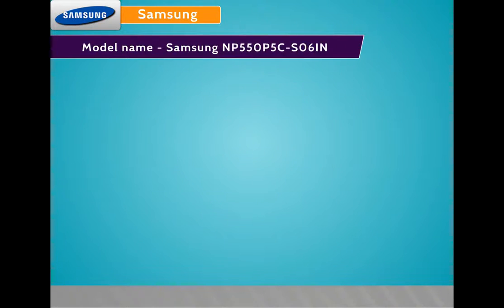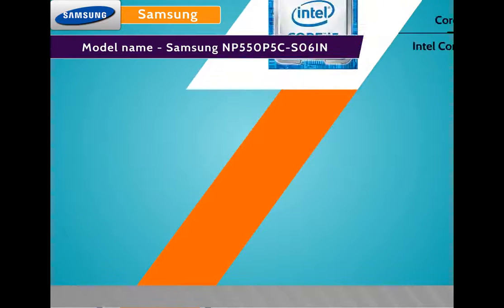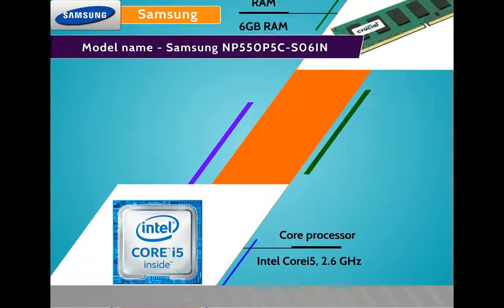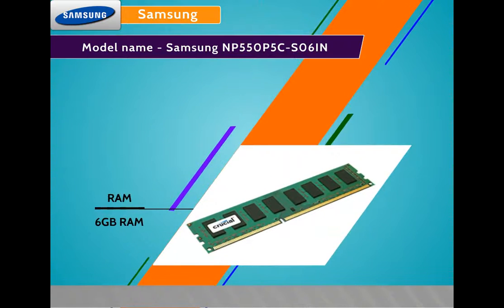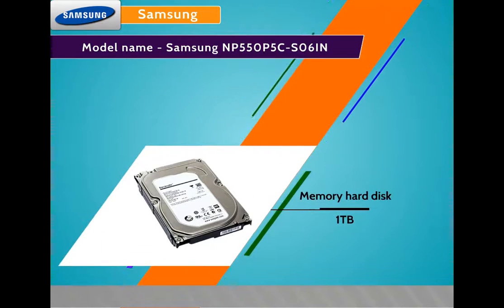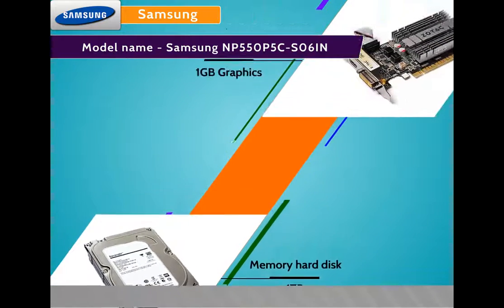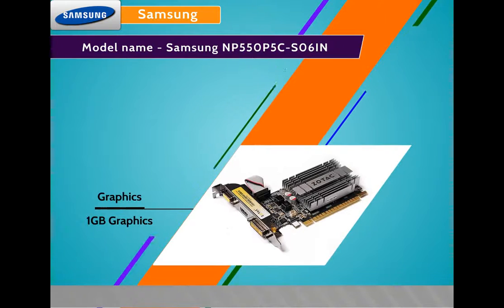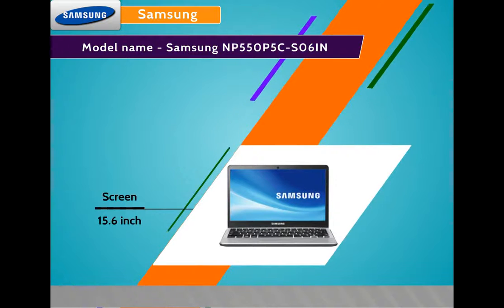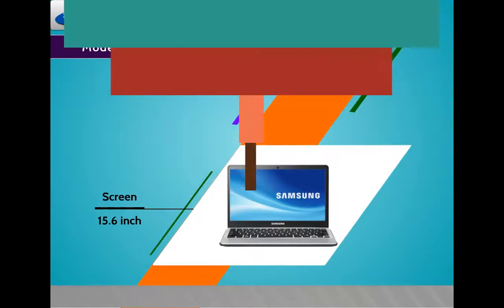Model name: Samsung NP550P5C S06IN. Core processor: Intel Core i5 2.6 GHz. RAM: 6 GB. Memory hard disk: 1 TB. Graphics: 1 GB graphics. Screen: 15.6 inch.